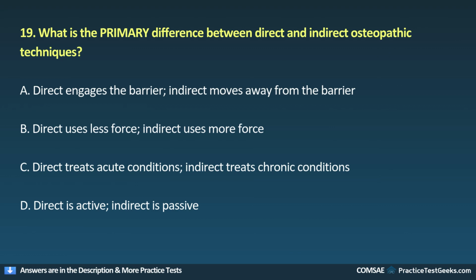19. What is the primary difference between direct and indirect osteopathic techniques? A. Direct engages the barrier, indirect moves away from the barrier. B. Direct uses less force, indirect uses more force. C. Direct treats acute conditions, indirect treats chronic conditions. D. Direct is active, indirect is passive.